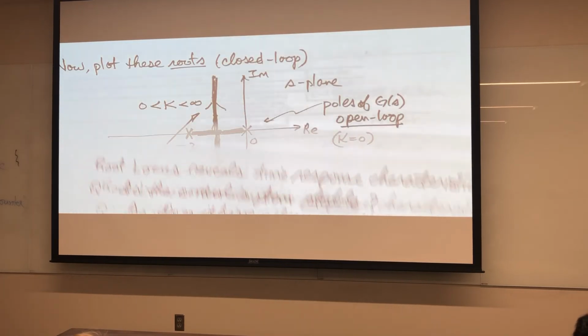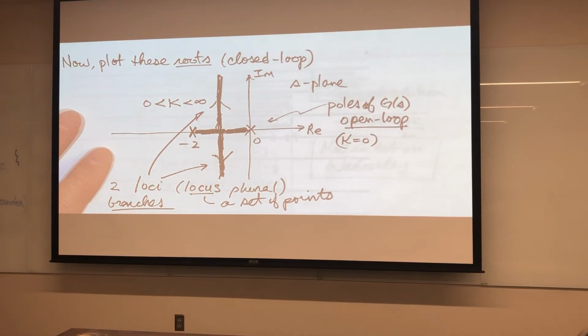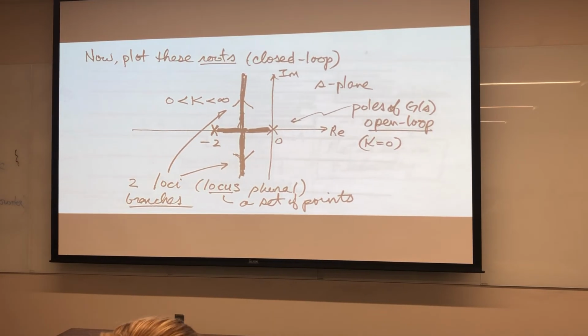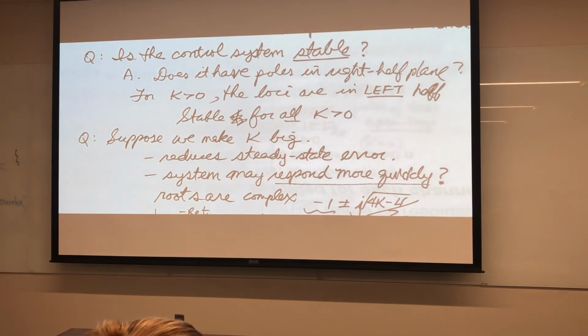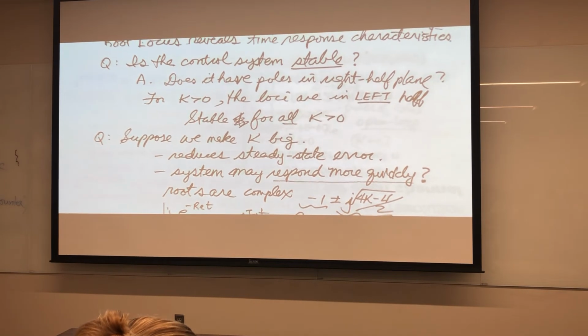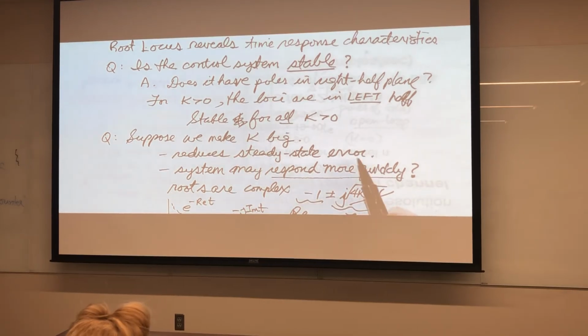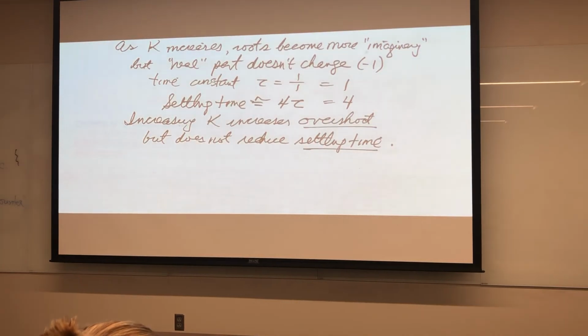Okay. So, we can get from a picture of the root locus some ideas of how the system responds, what the time response is going to be. So the time response is related to where the poles are going to be. Okay, so here are two of the questions that we could answer. Is the system stable? And does the system respond more quickly?